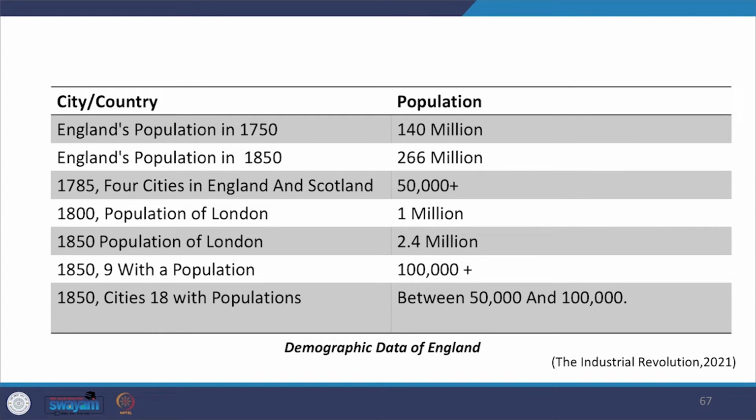By 1850, London's population had reached almost 2.4 million, and there were 9 cities with a population in excess of 1 lakh and 18 with population between 50,000 and 1 lakh. If inhabitants of towns under 50,000 are counted as urban dwellers, then 50% of the British population lived in towns and cities by mid-century. So we see how the number of cities was growing and the cities were getting denser.